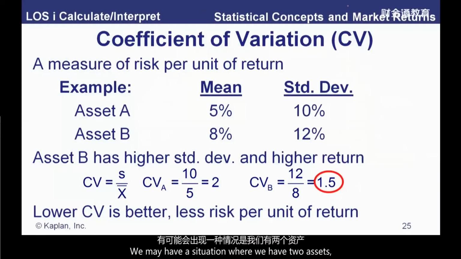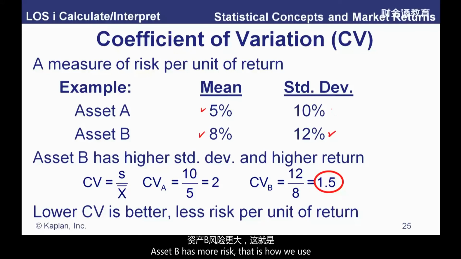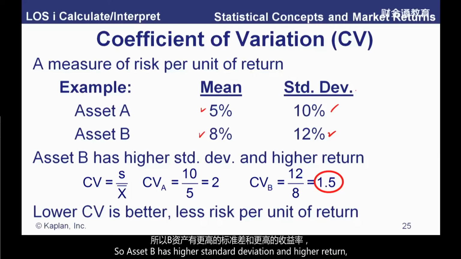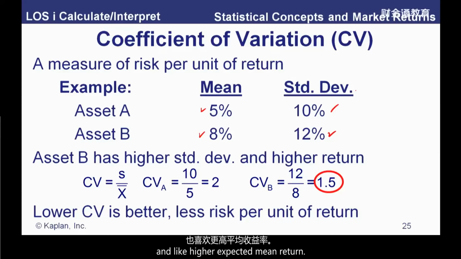Coefficient of variation. We may have a situation where we have 2 assets. This asset has a higher expected return, 10% on average, than this asset, which has a lower expected return of 5%. But asset B has a higher standard deviation. Asset B has more risk, which is how we use standard deviation in finance, a measure of the uncertainty about the outcomes or the risk of holding a certain security or portfolio. So asset B has higher standard deviation and higher return. But we think investors dislike risk, standard deviation, and like higher expected mean return. So how do we do this trade-off? How do we figure out which of these is more attractive?